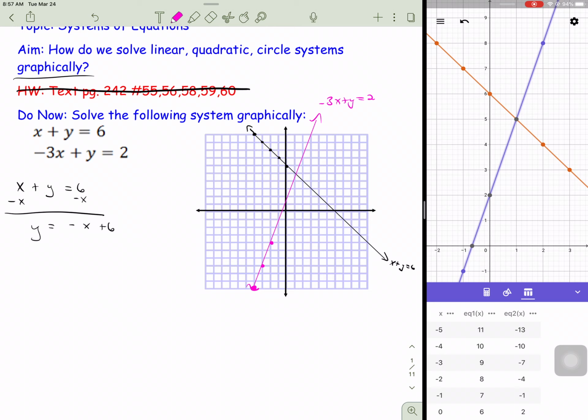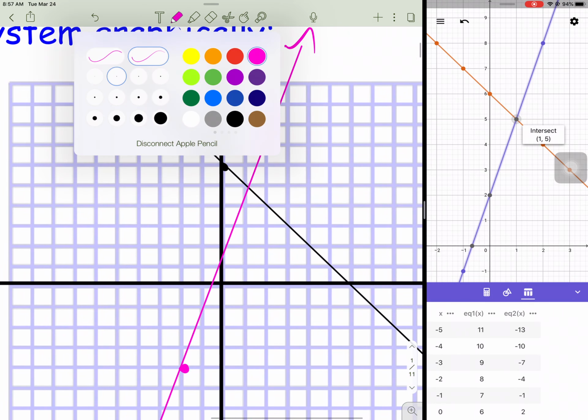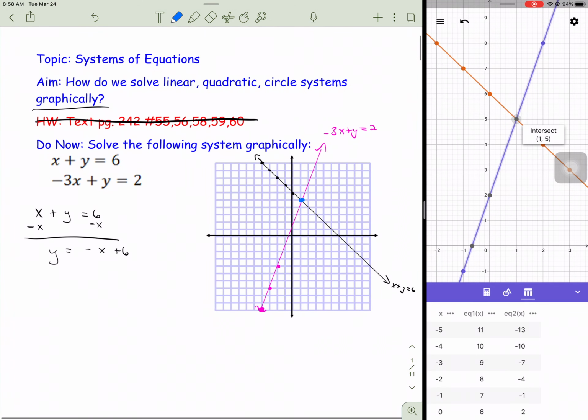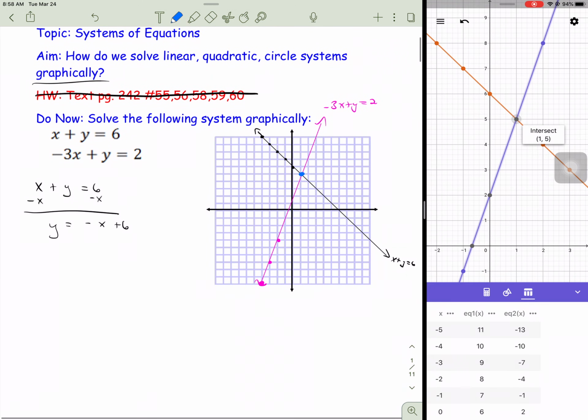And now, what is that point of intersection? Well, look, on the graph, you could just click 1, 5. So 1, 5. Now, even though my graph doesn't look like it hit perfectly, that's okay. Just make a nice little big dot there, and there you go. So solve the following system graphically. So we get 1, 5.